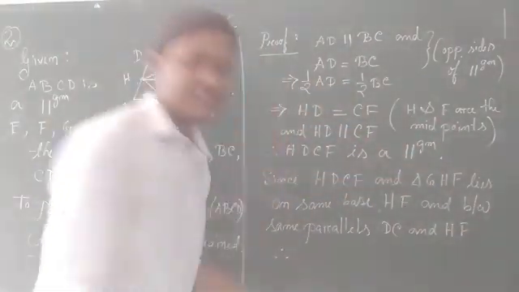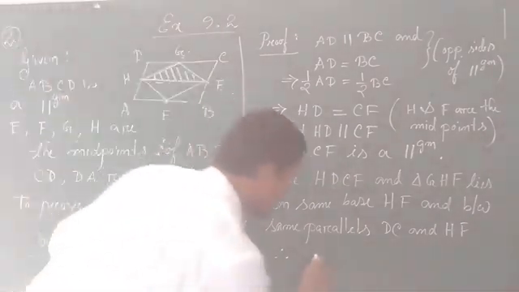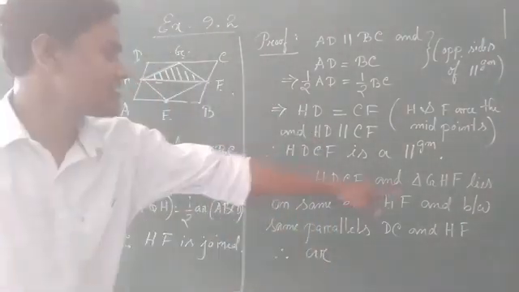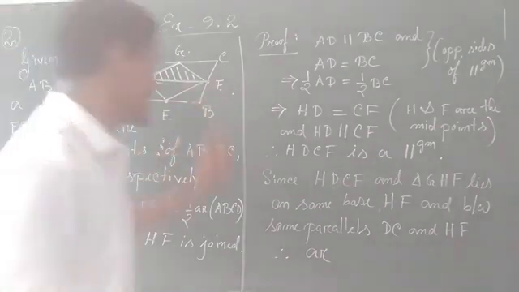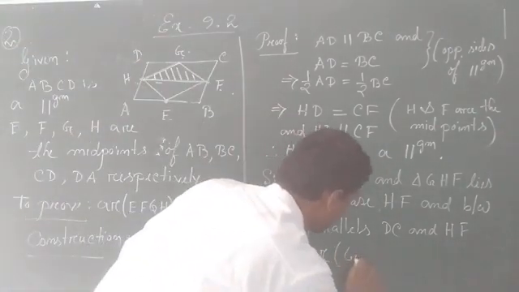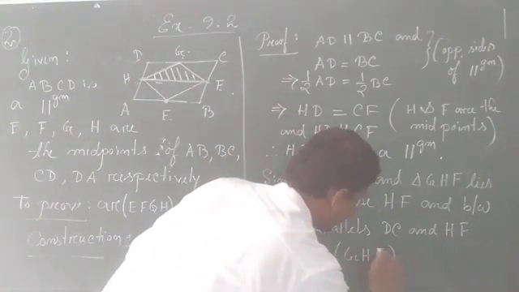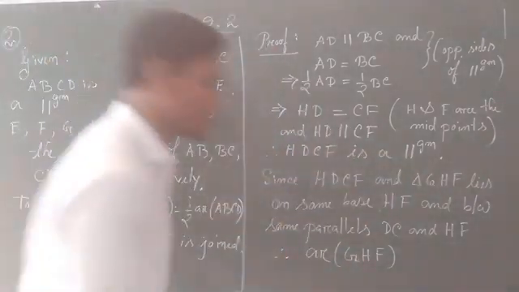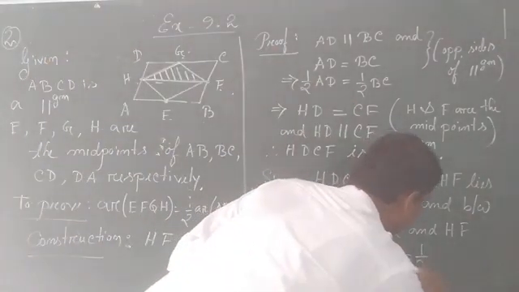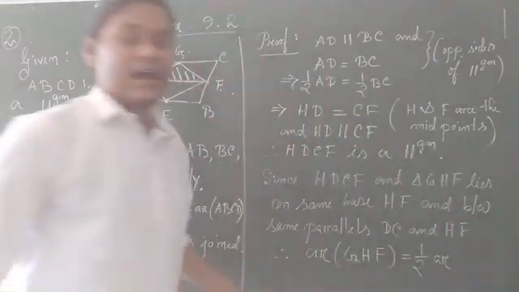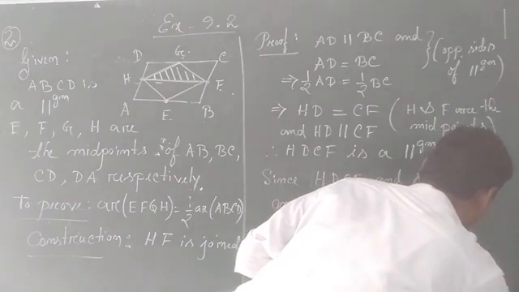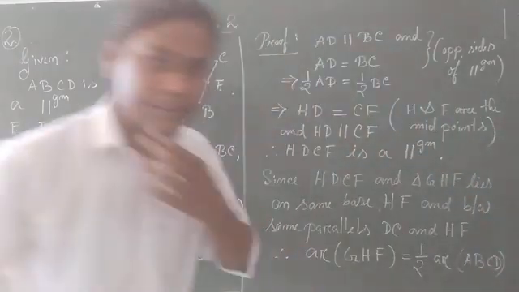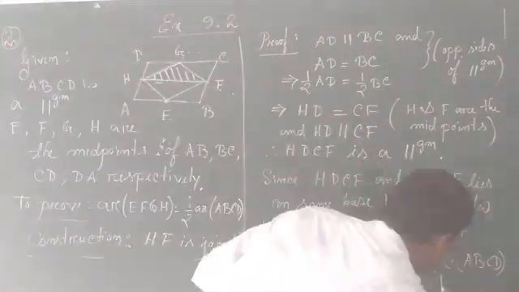Therefore, what can I write? Therefore, area of the triangle. What is the triangle? Area of triangle HCF is equal to half of the area of the parallelogram. Parallelogram means ABCD. So the parallelogram ABCD. So give this equation number 1.